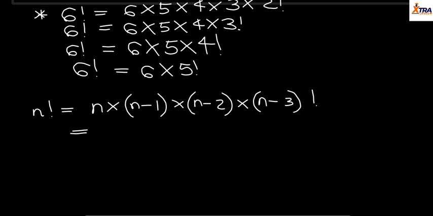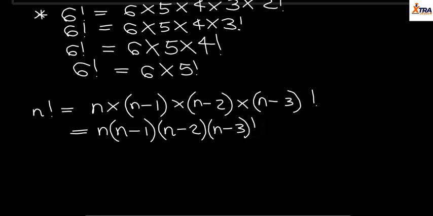You can bring it together and write n times n minus 1, times n minus 2, times n minus 3 factorial. And that is that. So this is what we regard as n factorial. Before we even go into permutation and combination at all, it is very imperative that we understand the concept of factorial before we delve into permutation and combination.